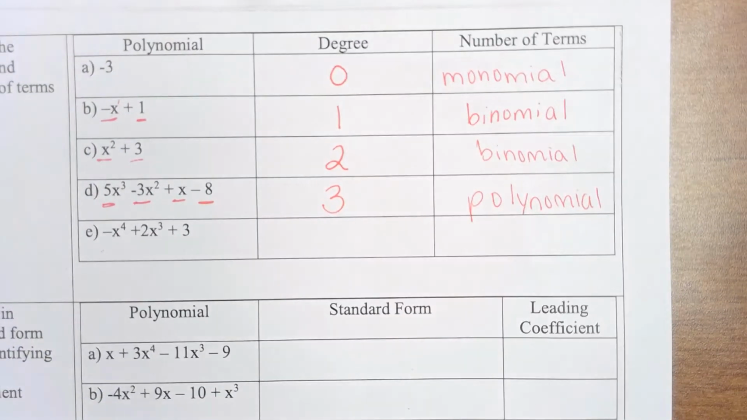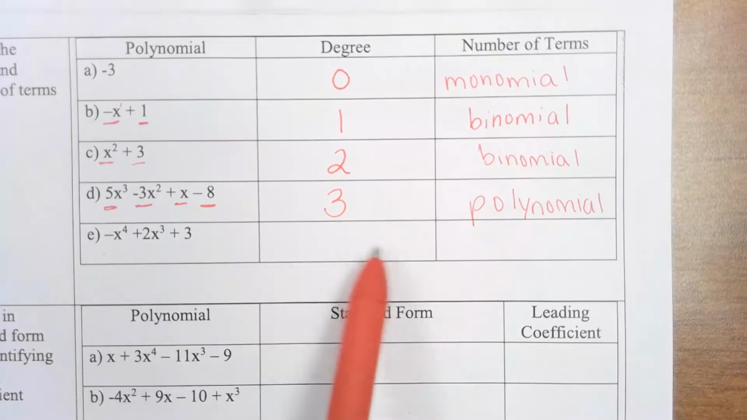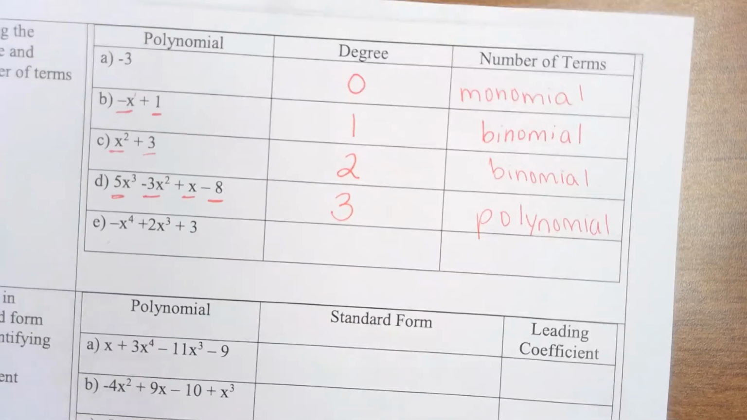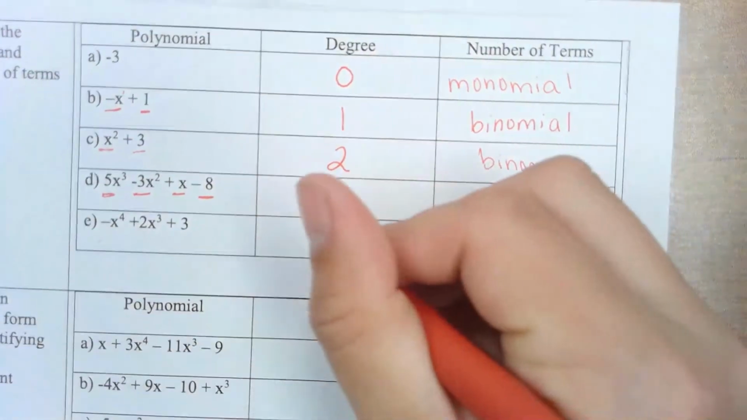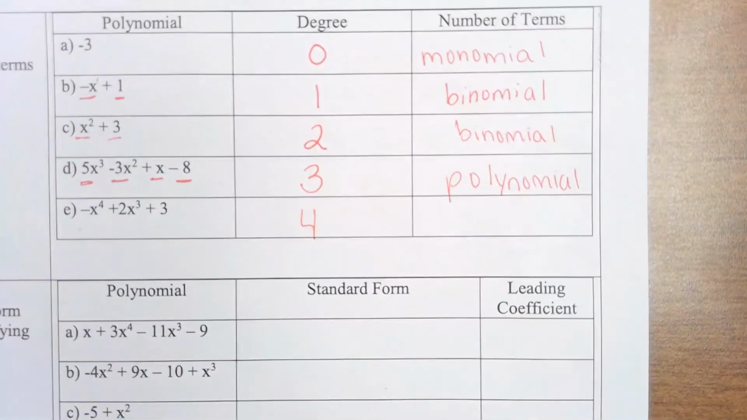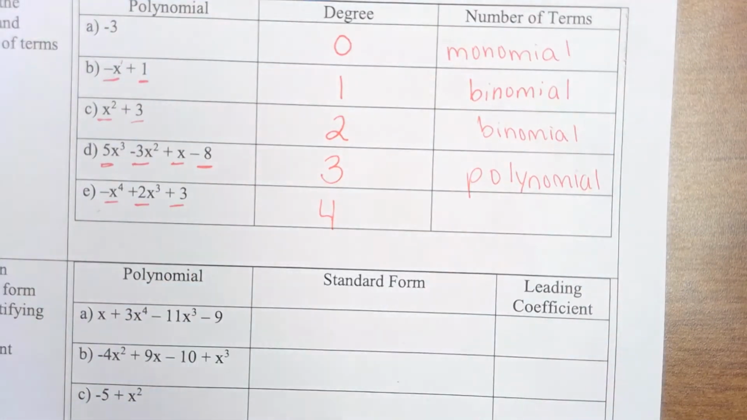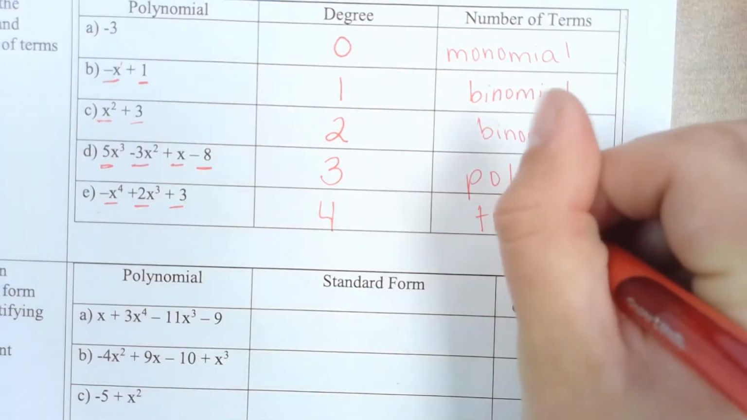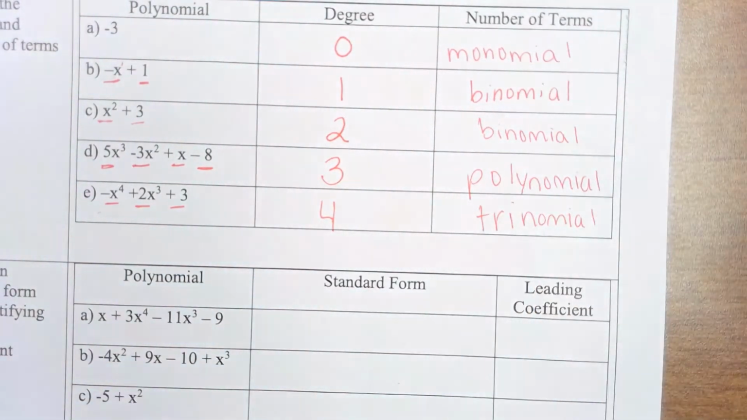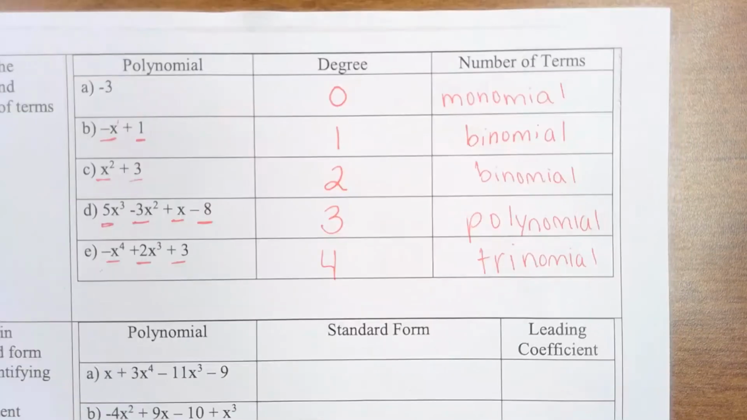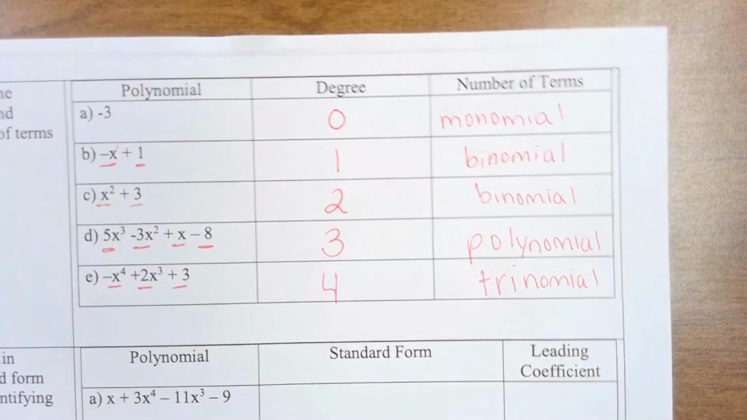Alright guys, and then the last one here. So again, when we're talking about degrees, you're looking at the highest exponent. So in this case, our degree is 4. And then this time I have 3 terms that are separated by addition signs. So we say that this is a trinomial. Okay, so that is just identifying your different polynomials and what exists within those polynomials.